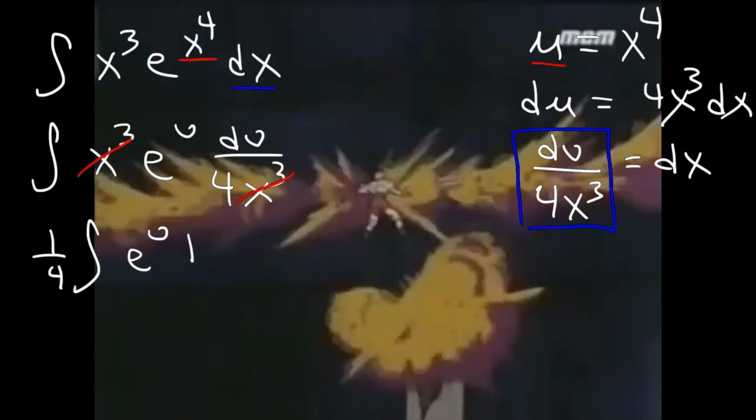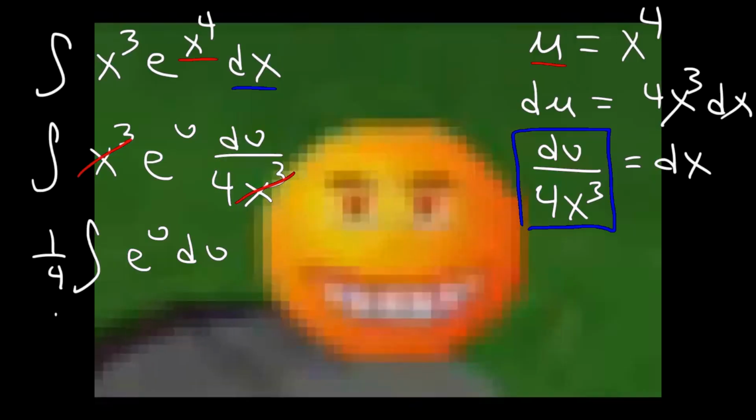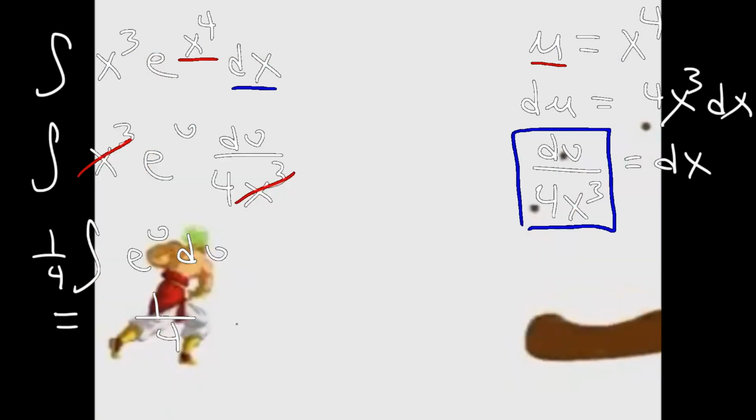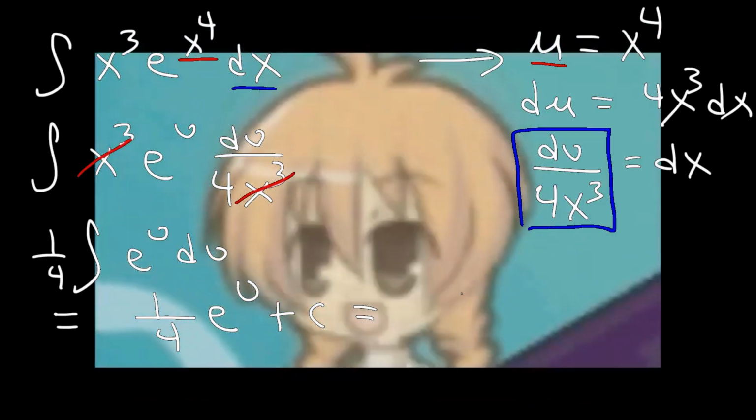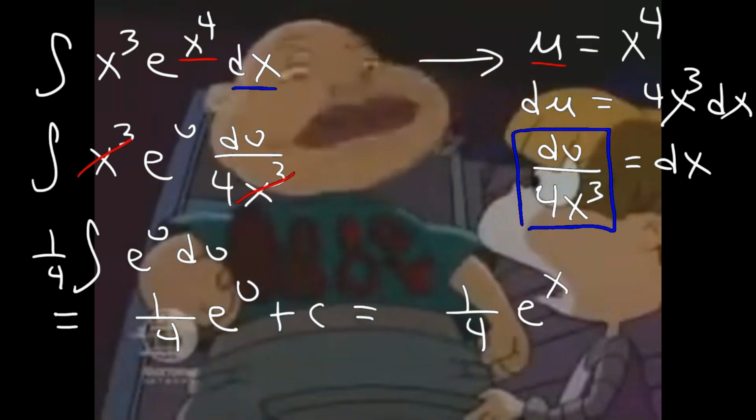Now the antiderivative of e to the u is simply e to the u. So the final answer, well, not the final answer, but the antiderivative is 1/4 e to the u plus c. And now let's replace u with x to the 4th. So this is the final answer: 1/4 e raised to the x to the 4th plus c. And that's it.